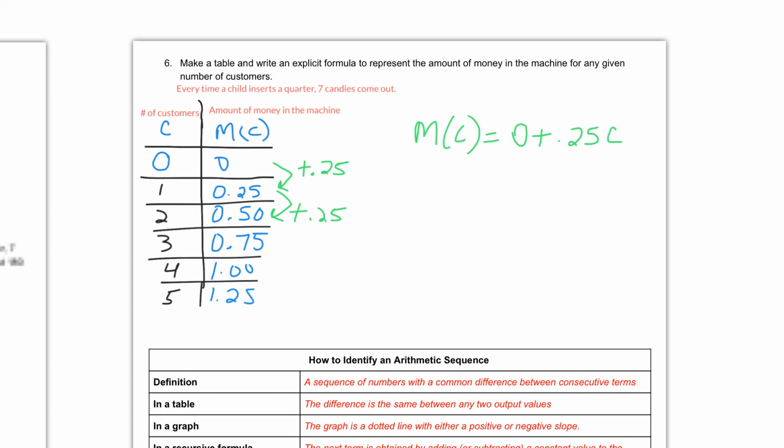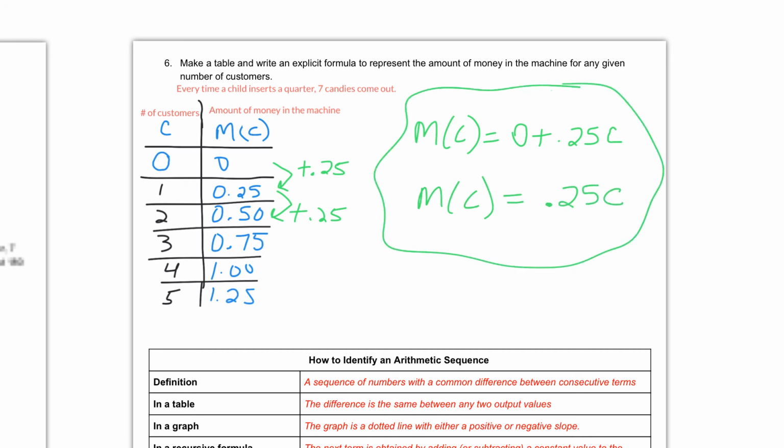So we get M of C is equal to 0 plus 0.25C. And then we can actually simplify this. So 0 plus this 0.25C is the same thing as saying M of C is equal to 0.25 times C. And I would take either one of these. If you look to simplify it, that's great. If not, you can leave it with the 0 there for now.